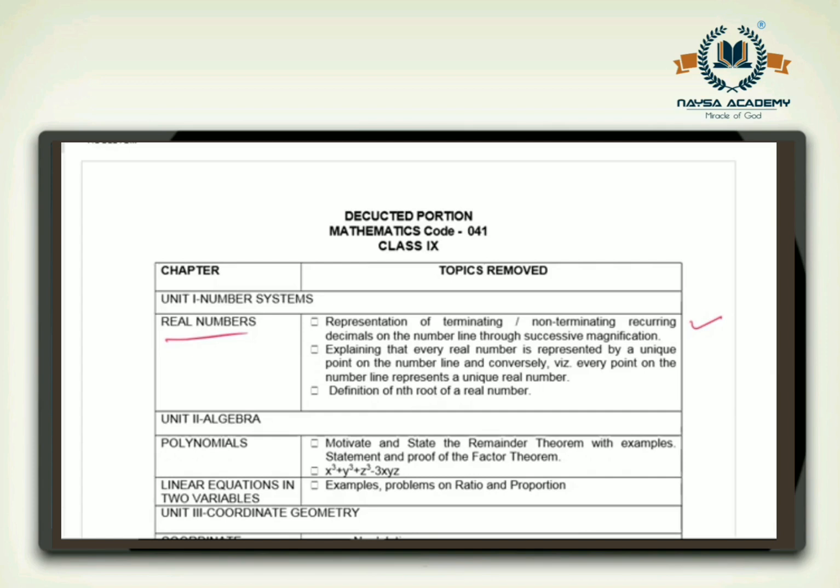Now the second topic which is deleted is explaining that every real number is represented by a unique point on the number line, and conversely every point on the number line represents a unique real number. And third, the definition of nth root of a real number. So these three topics are not included in the syllabus, they are removed from the syllabus.